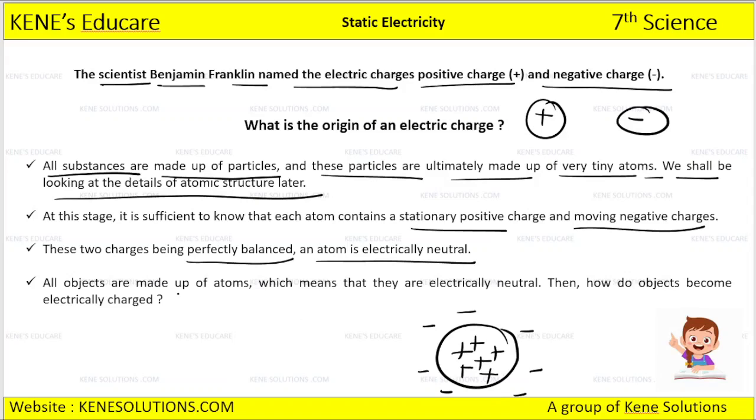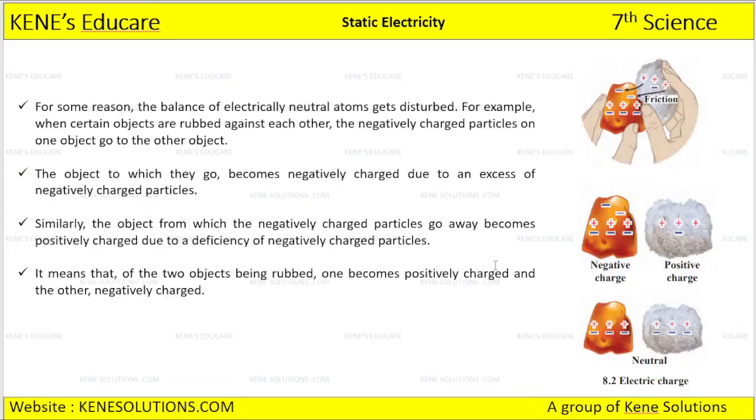Now, all objects are made up of atoms, which means that they are electrically neutral. Then how do objects become electrically charged? अगर हम objects की बात करें तो how do they get electrically charged? Let's consider that now. For some reason, the balance of the electrically neutral atom gets disturbed.